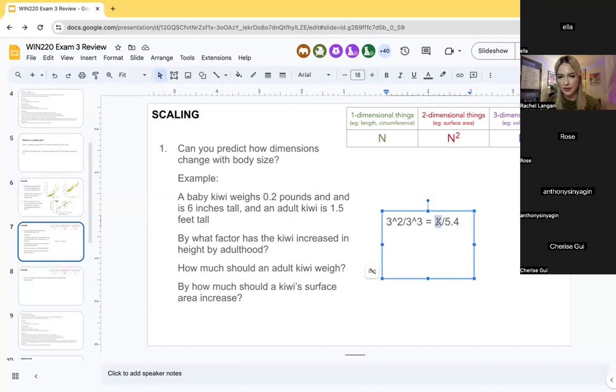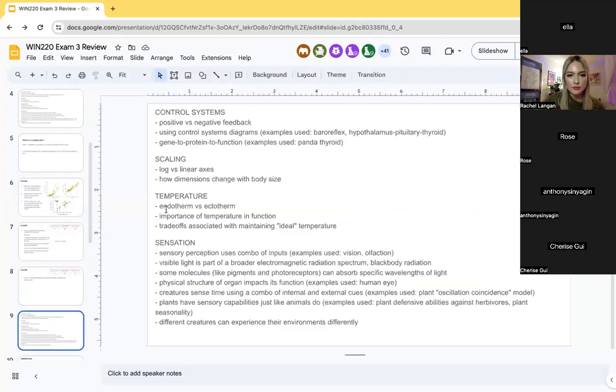Oh, I see. Surface area to mass ratio. I see. Okay, thank you. You're welcome. Yeah, so that's it for scaling.